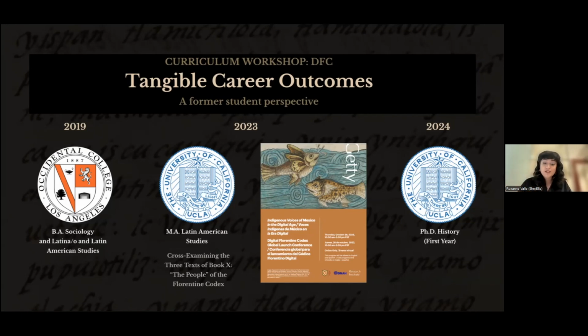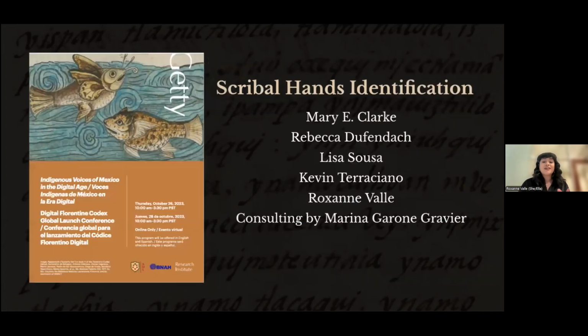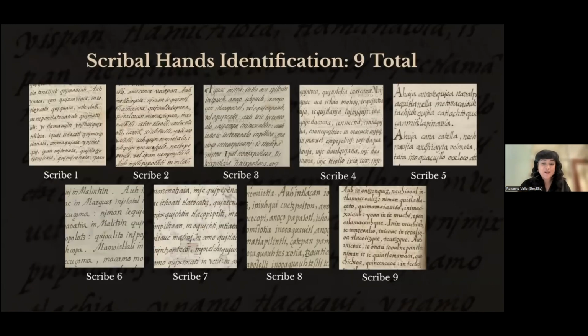Being able to collaborate with other institutions, meeting guest scholars, and learning about other resources during class time broadened my academic and career perspectives in ways that I did not otherwise access. Following my BA, I went to get a master's in Latin American Studies at UCLA, where I even took the individual project I completed for Lisa's class and expanded it for my master's thesis. And then following graduation, I was able to participate as a peer reviewer for the DFC initiative, helping the scribal hand identification team determine 9 total scribes who authored the Nahuatl, Spanish, and Latin texts of the Florentine Codex. Their different styles of writing are pictured here.